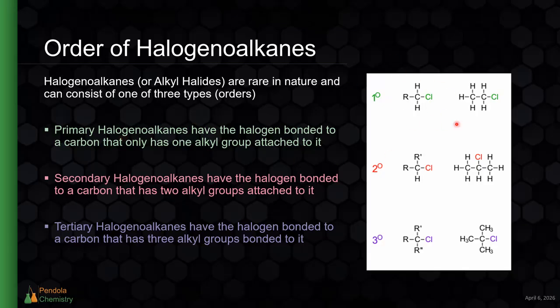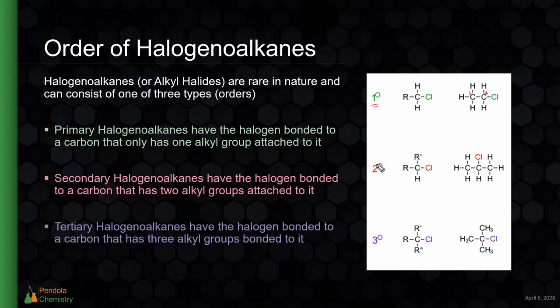A primary halogenoalkane, that we see here at the top, has the halogen, in this case we use chlorine as an example, bonded to a carbon that has 2 hydrogens and only 1 other carbon chain. So chloroethane, for example, is a primary halogenoalkane because the carbon that the halogen is attached to only has 1 other carbon attached to it and 2 hydrogens, making it primary.